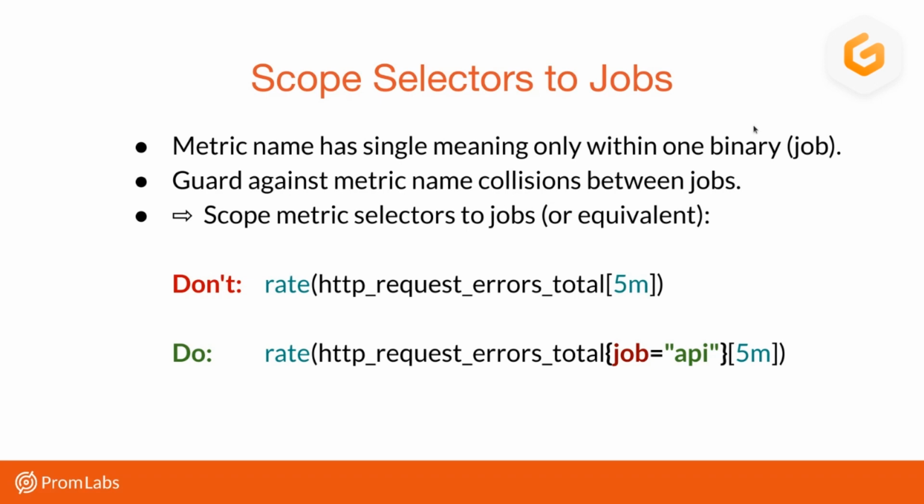So it's always a good idea to scope your selectors specifically to the service that you really care about. Often that will be the job label, but it could be, depending on your Prometheus configuration, that this is some other kind of constellation of labels that uniquely identifies the processes that you really want to monitor. Otherwise, right, you might suddenly select more data than you want and maybe alert on some other team's service.